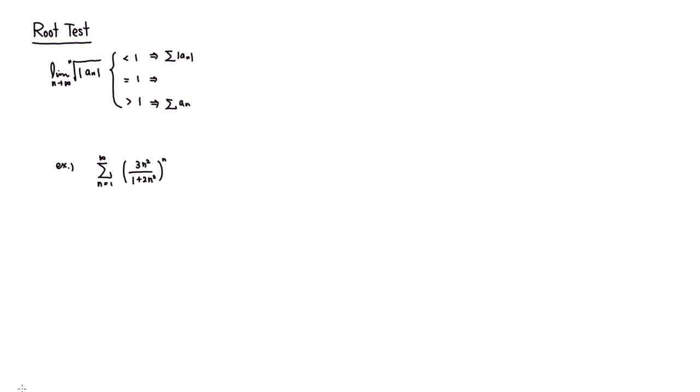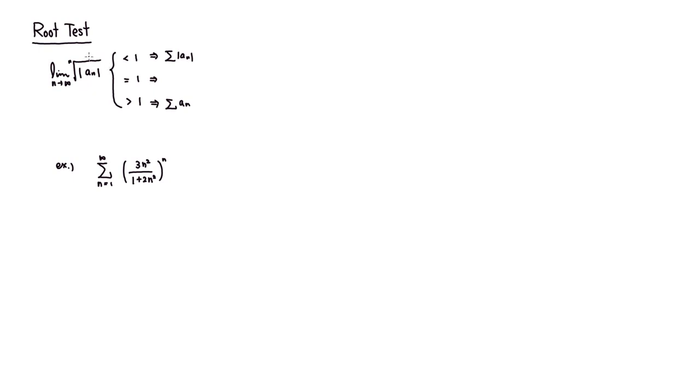All right, let's look at the root test. Root test is very similar to a ratio test. What we do is, instead of taking the ratio between two consecutive terms as in the ratio test, we're going to actually take the nth root of the nth term. So we take the limit of the nth root of the absolute value of a_n as n approaches infinity. The conclusion we make is exactly the same as a ratio test.